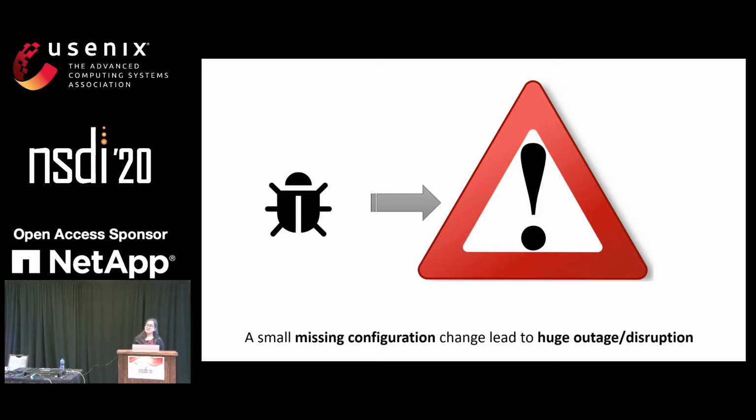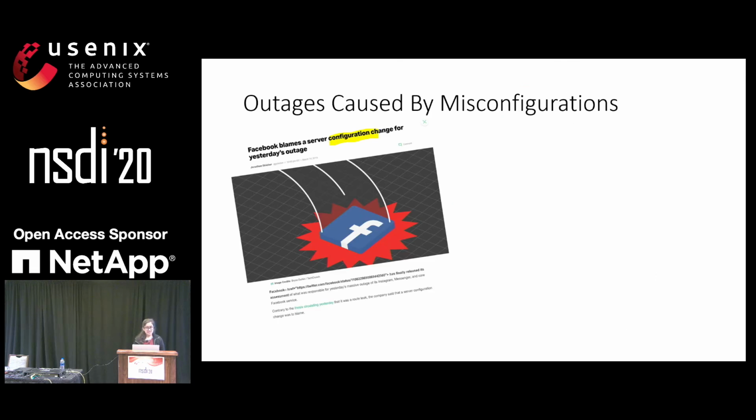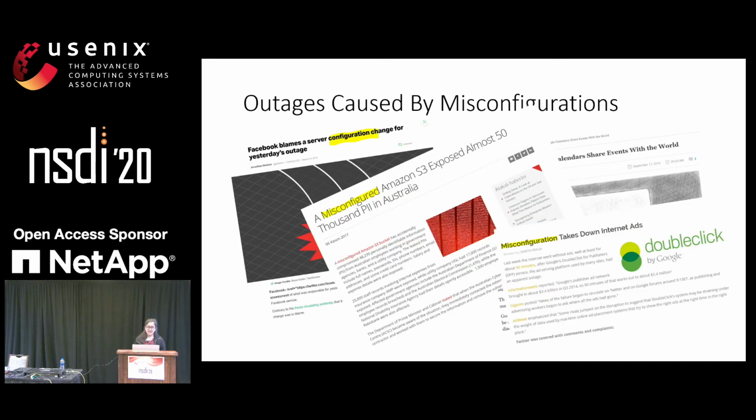This problem is not really specific to one company. Various companies like Facebook, Amazon, Google have faced outages because of these misconfigurations. As these large-scale services become more complex and more configurable, failures due to misconfigurations have become a serious concern. And all this motivated us to delve deeper into this space.